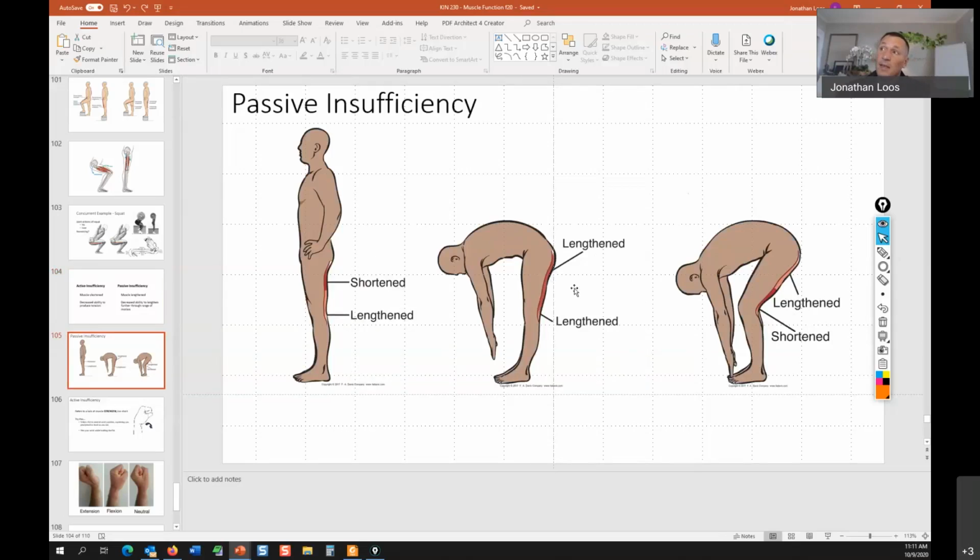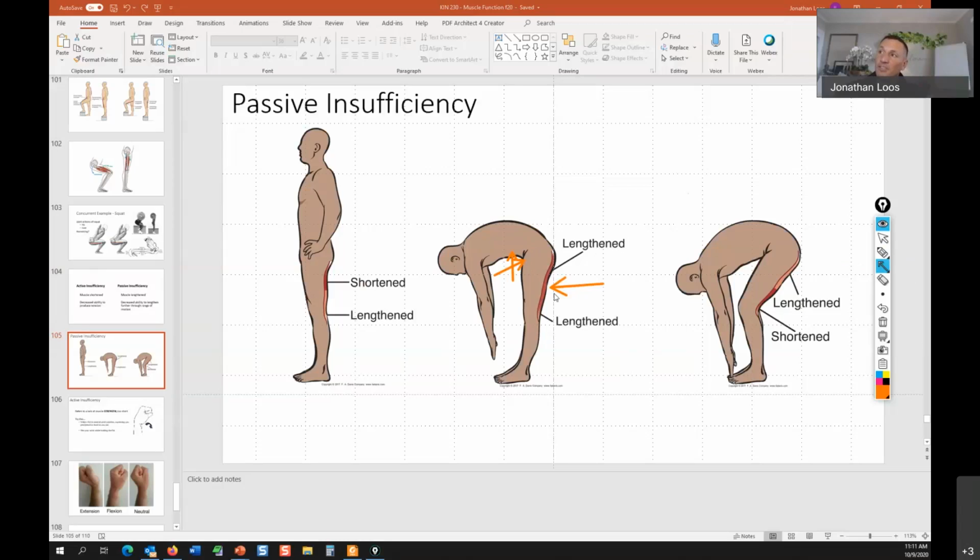I don't know. I would say it's a strength problem, but it can be a strength problem either at the hamstring, or it could be a strength problem here at the hip flexors. So like the hip flexors or even the abdominal muscles, they're not strong enough because if these are passively insufficient, that must mean these are actively insufficient.